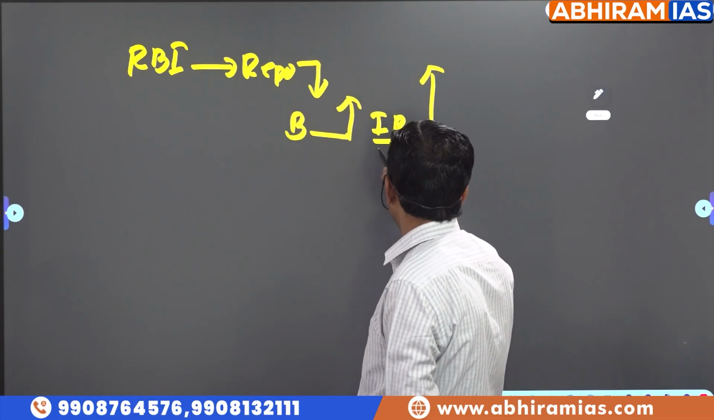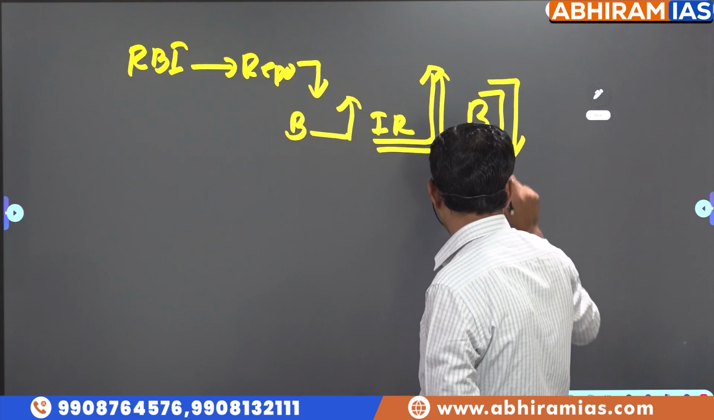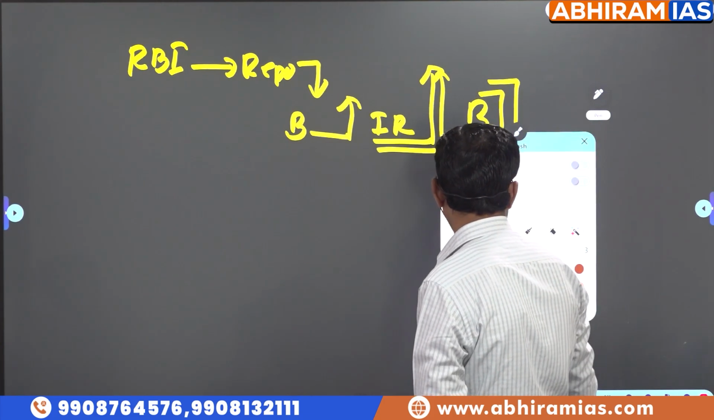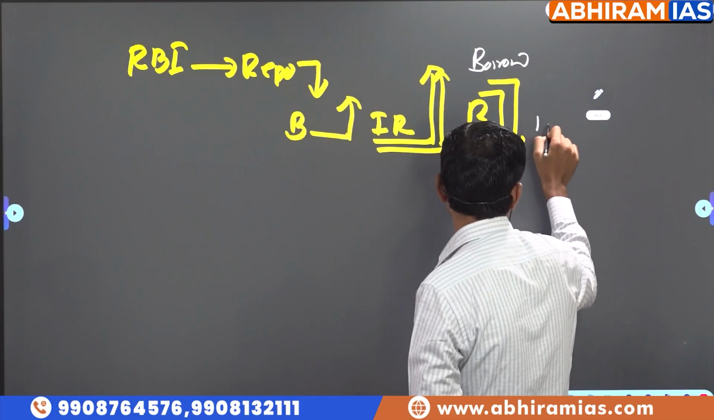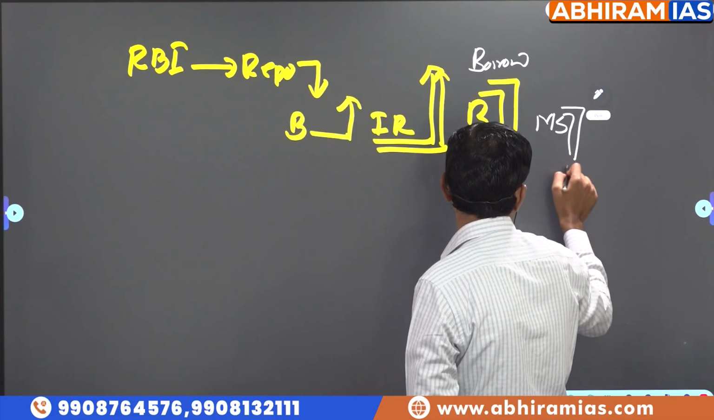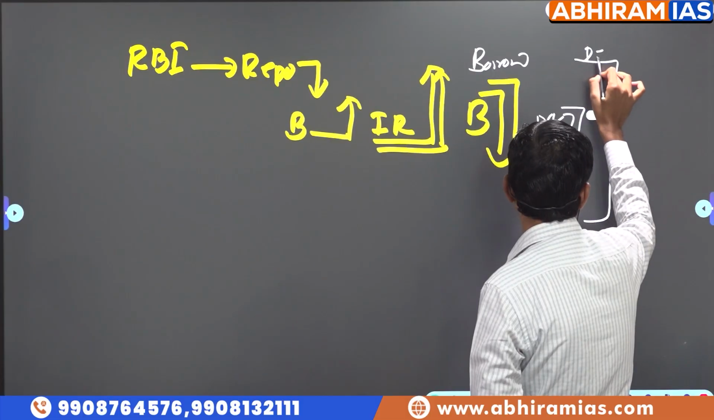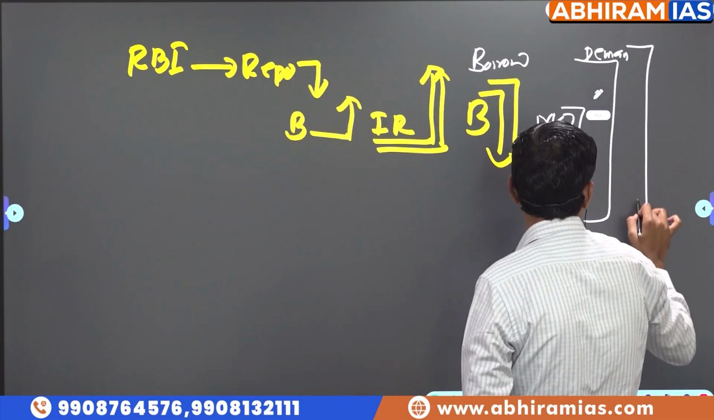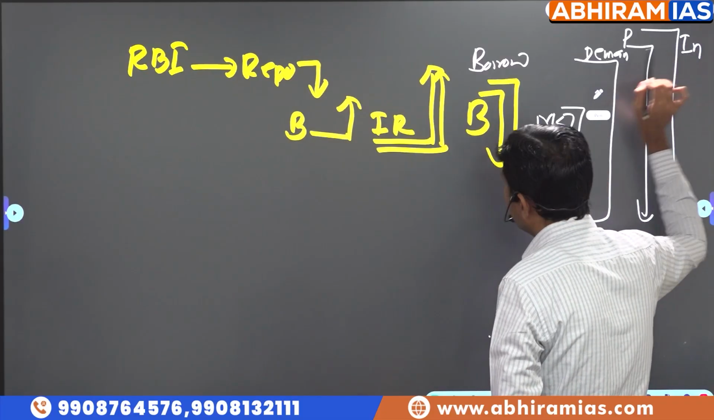When interest rate to customers is increasing, what happens to borrowing? If the interest rate is more, people will try to borrow less. So when borrowing decreases, what happens to money supply? Money supply decreases. When money supply decreases, what happens to spending and demand? Then what happens to prices? So inflation may come down.